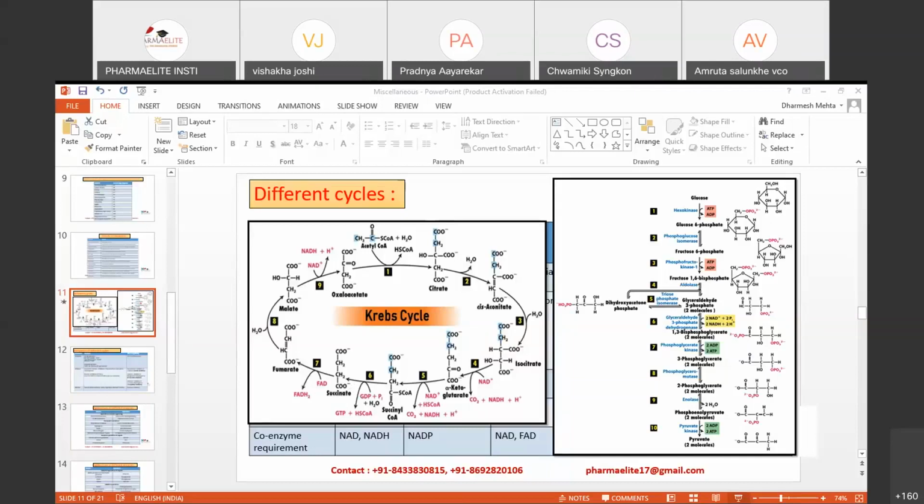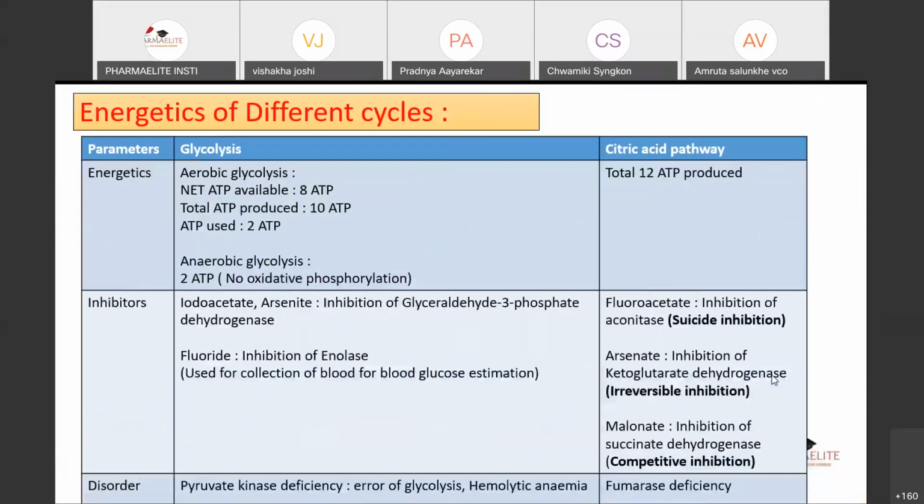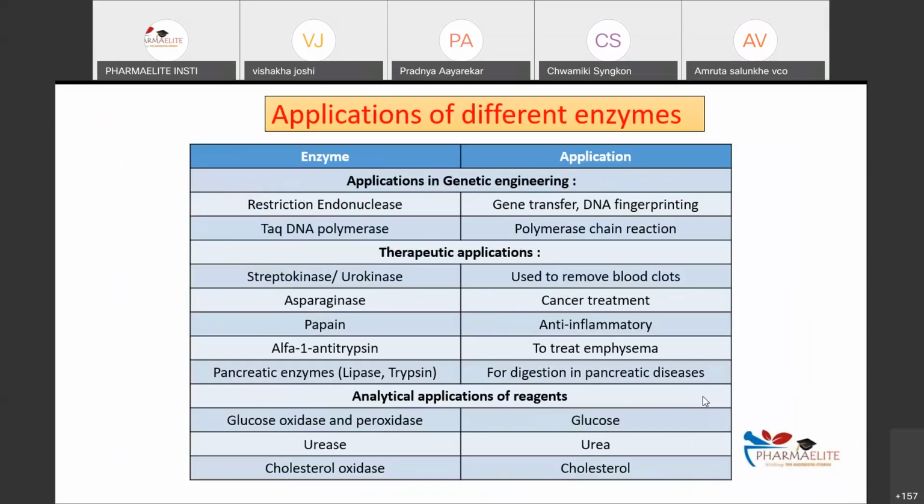Further, other than that, what stands more important is kinetics, energetics. What are the ATP which are available in glycolysis? What are the total ATP being produced? What are their inhibitors? It will be specific to that. I'm not teaching this, I'm just giving you an overview. So you might just feel that it's going fast.